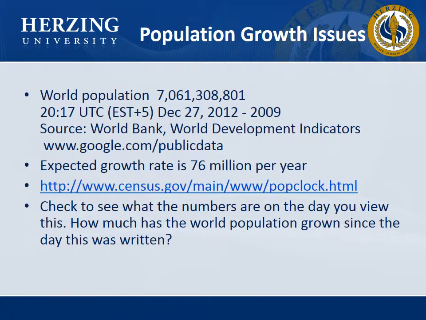Population growth issues. The world population has about 7 billion people. The expected growth rate is 76 million per year. This is the amount of people that will continue to increase in the population. To get a closer look at the most up-to-date information regarding the population, please check the census.gov website listed below.